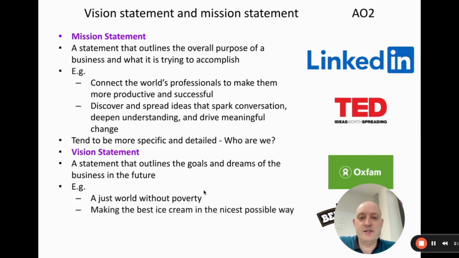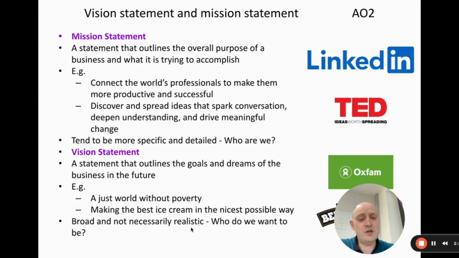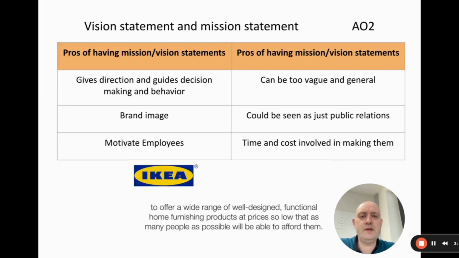And then similar for the one behind my head, this is Ben & Jerry's. This is making the best ice cream in the nicest possible way. Now you might think, well, this is a mission statement, but then the word best, I mean, some people would say that Ben & Jerry's is the best ice cream out there, but some people wouldn't. So this is something they're trying to achieve in the future. Vision statements don't need to be specific. Mission statements tend to be specific. Visions tend to be more broad, maybe not so realistic, but it's more about who we want to be in the future. Not now, but at some point in the future, this is something we might want to achieve. Maybe it's unachievable, but it's something we're trying to get towards.